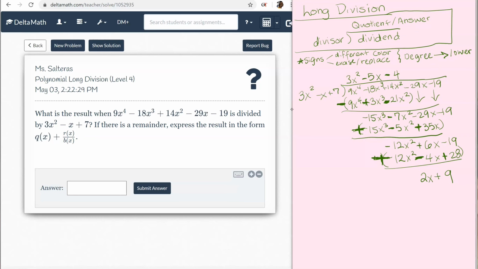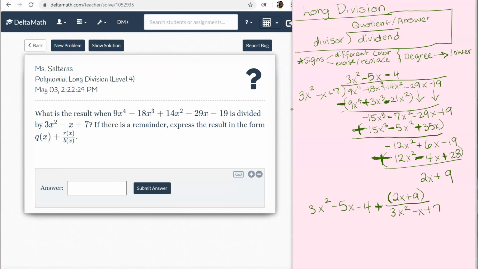All right, so our answer is going to be 3x squared minus 5x minus 4 plus, all right, when we write this in there so that we can use the division part, we're going to make this remainder put in parentheses, so 2x plus 9, and then divide that by our divisor, which is 3x squared minus x plus 7.